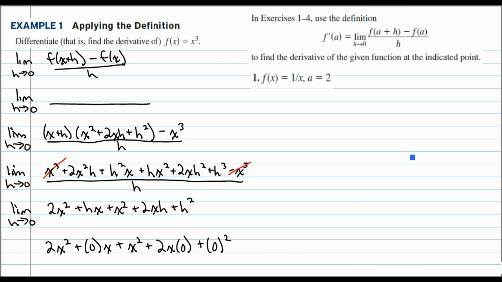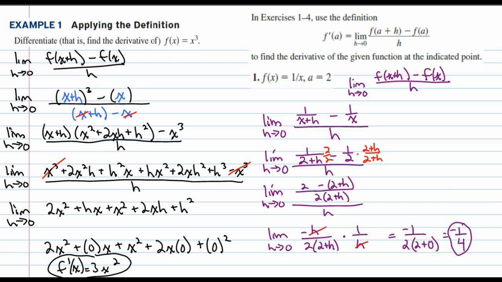So example 1, we're going to apply the definition of a derivative. Well, the definition of a derivative is the limit as h approaches 0 of f of x plus h minus f of x all over h. And we're going to find the derivative, or differentiate, f of x equals x cubed. So I need to, in the numerator, put in f of x plus h. So instead of x cubed, it's going to be x plus h cubed minus, and then that will just be x cubed.